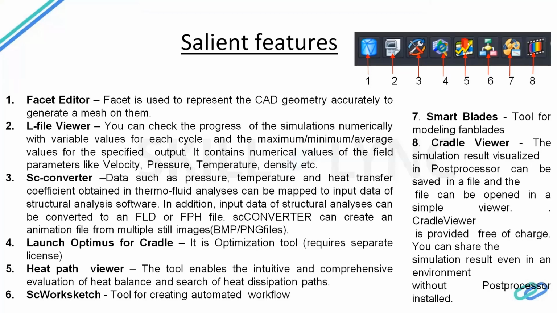It is also capable of creating videos, where you can create a beautiful video using this SC converter. It also has a plugin where optimization can be done using an optimization tool. It requires a separate license for that. That optimization tool is Optimus. Now the heat path viewer determines how the heat is flowing from one component to another, and how the heat is dissipated. It shows the complete path. So that is the advantage.